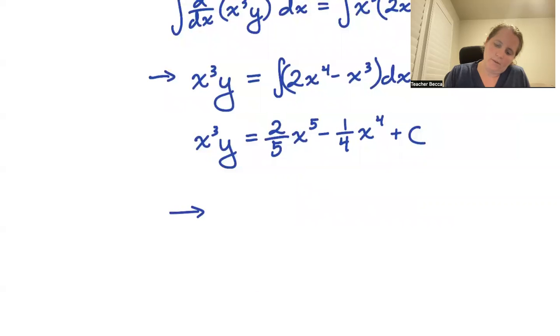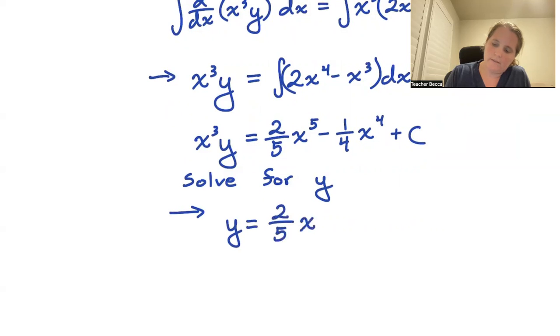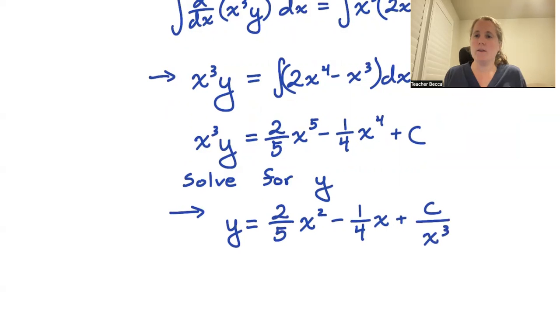This means, therefore, if we solve for y, we get that y is equal to 2/5 x squared minus 1/4 x plus c over x cubed. So this is sort of forcing that left-hand side into a product rule situation by using an integrating factor and then solving from there.